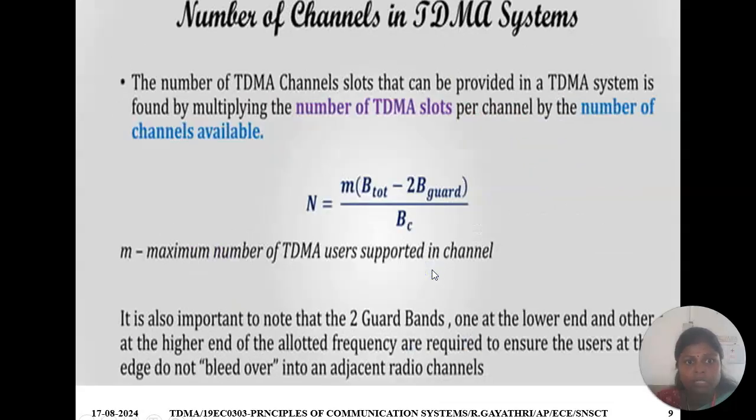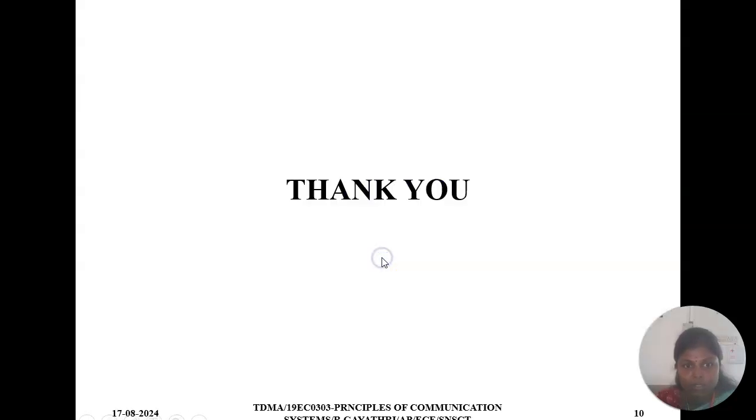The number of channels in TDMA can be calculated by using N = m(Btotal - 2Bguard)/Bc, where m is the maximum number of TDMA users. It is also important to note that two guard bands, one at the lower and the other at the higher end of the allotted frequency, are required to ensure that the users at the edge do not bleed over into the adjacent radio channels. Thank you for listening.